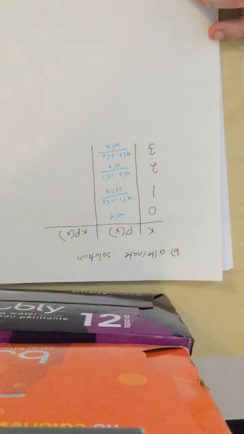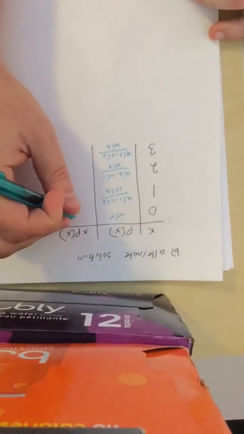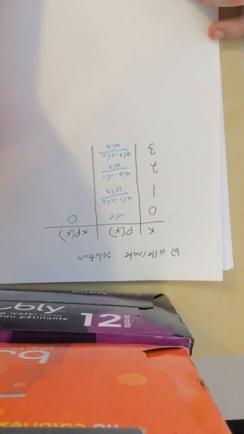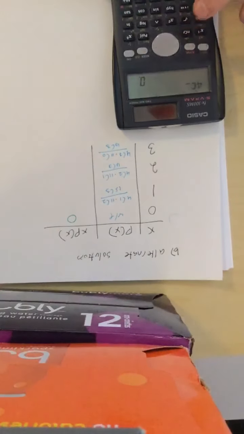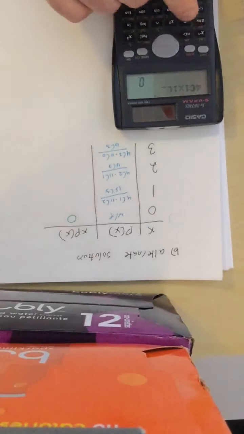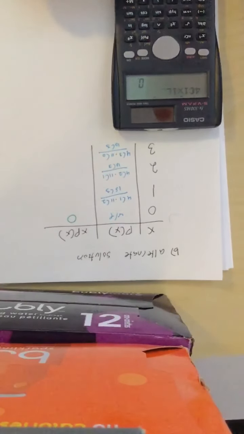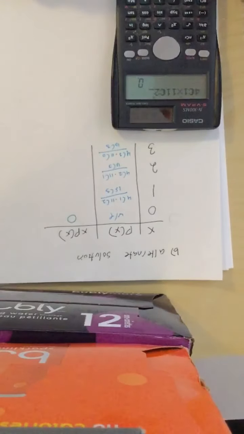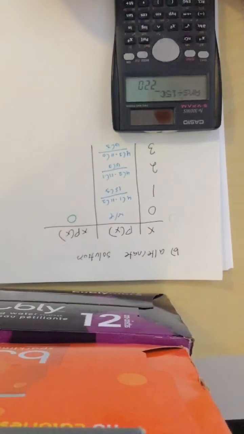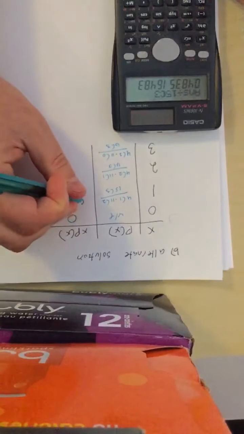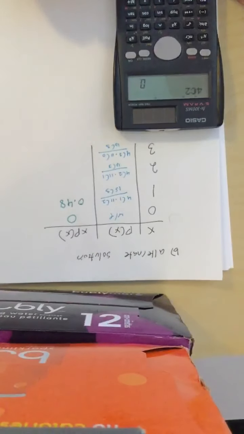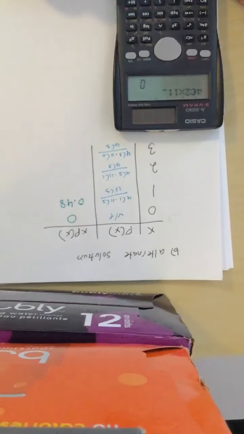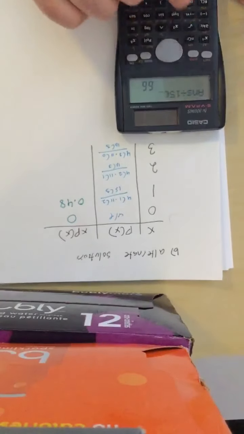So the XPX is going to be, that's 0. This is going to be my calculator. So 4 choose 1 times 11 choose 2, divided by 15 choose 3. So that's going to be 0.48. Then 4 choose 2 times 11, divided by 15 choose 3.